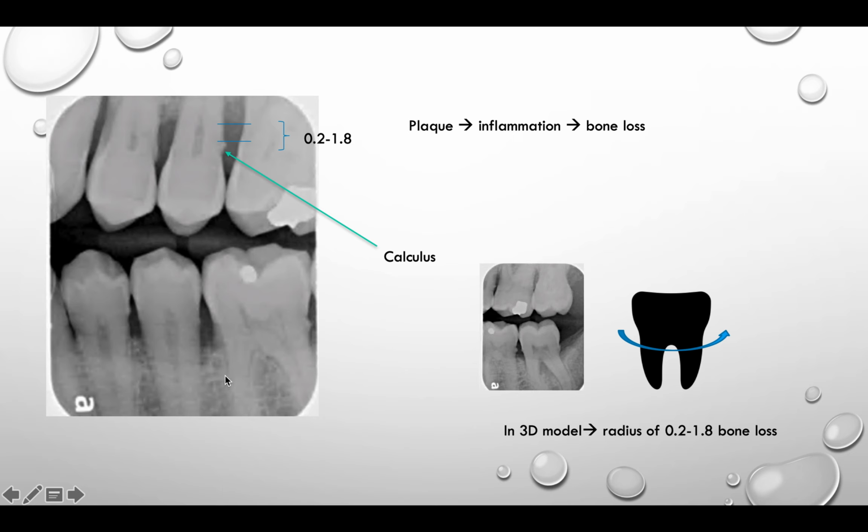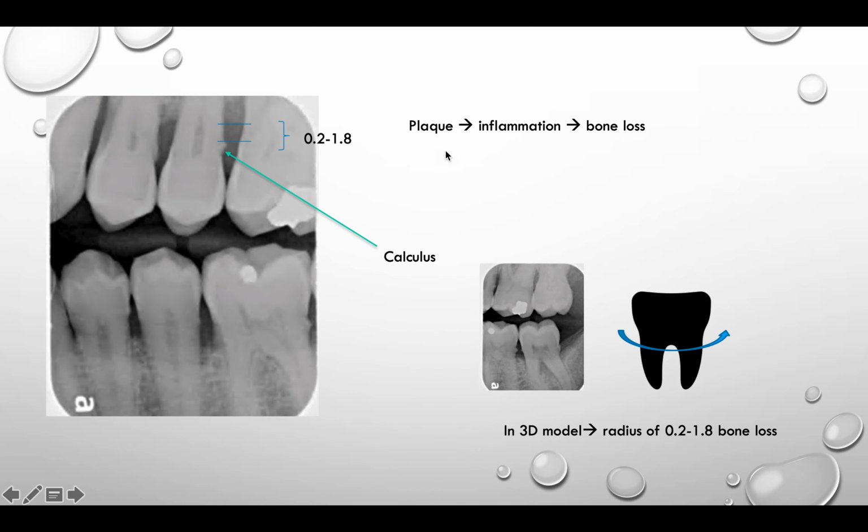This is not from his study. It's just a random X-ray that I put here. You see the calculus on the radiograph, because we can't see plaque on a radiograph, so we usually use calculus, as it is a retentive factor for plaque. This is why it's a landmark by which we measure the plaque. But the plaque should most probably be on the surface of the calculus or around it. So you see here, he realized it's 0.2 to 1.8 millimeters of distance from the bone to the plaque.